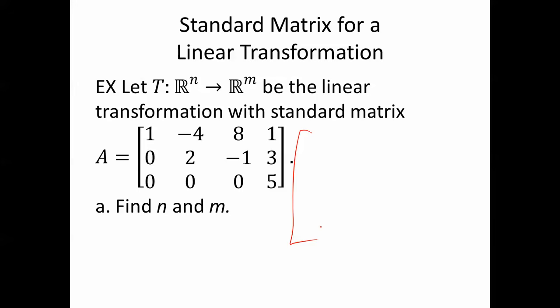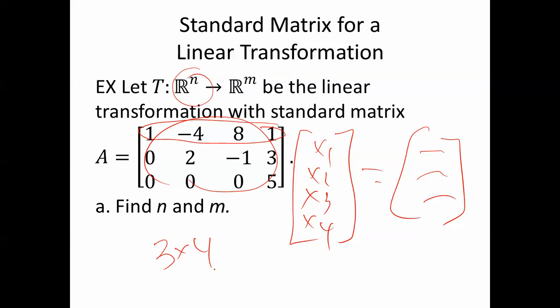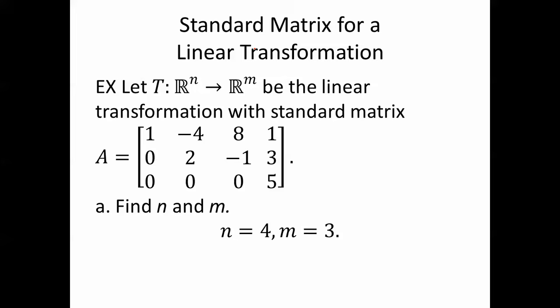Okay, well, let's ask ourselves, what vector would we need to multiply this matrix by in order to get something? This is 4-dimensional, so this matrix would have to be 4-dimensional as well. So it looks like you plug in a 4-dimensional vector, and you end up with a 3-dimensional vector. Because this is 3 by 4, and this is 4 by 1, so the result is going to be 3 by 1. So n equals 4, m equals 3.